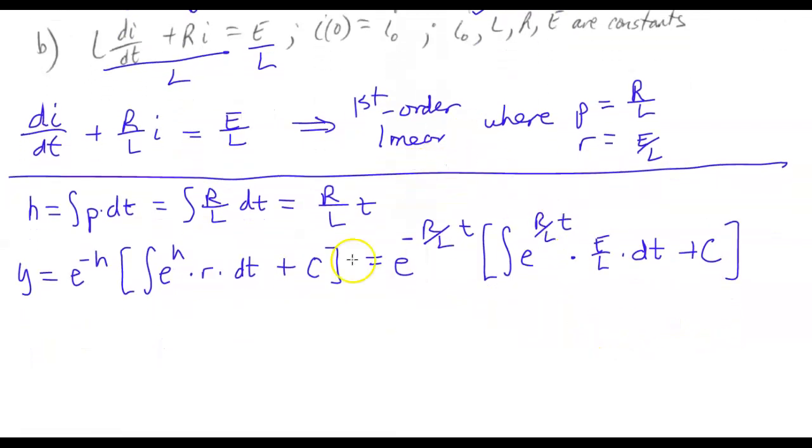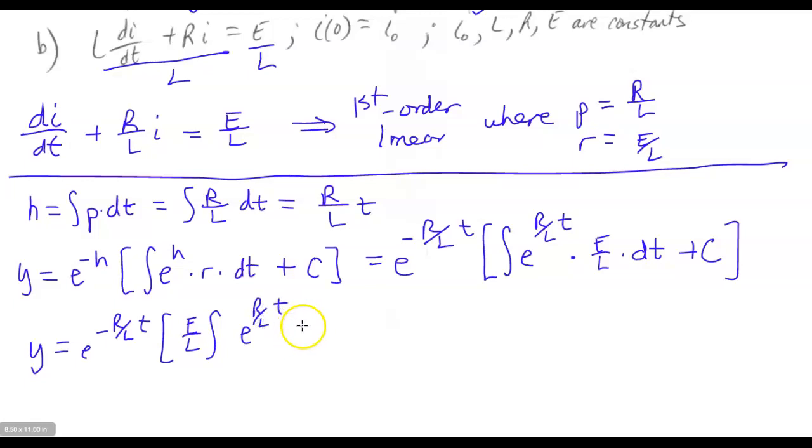All right, so here, remember that E divided by L is a constant. So what I'm going to do here is just factor out the E over L part. Just leave the e raised to R divided by L t in the exponent there, dt plus that.